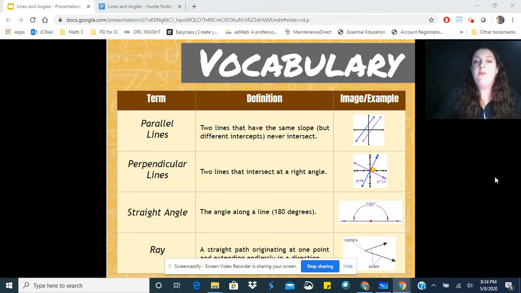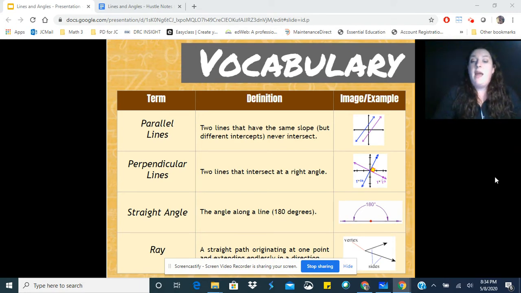We have three terms that you guys should know. A parallel line is two lines that have the same slope but different intercepts, meaning they cross the y-axis at two different spots, and they never intersect each other. Then you have perpendicular lines, which create a right angle or 90-degree angle where they intersect, which means they cross. We also have a straight angle, which we also know is just a straight line.